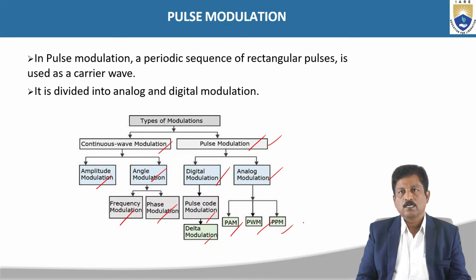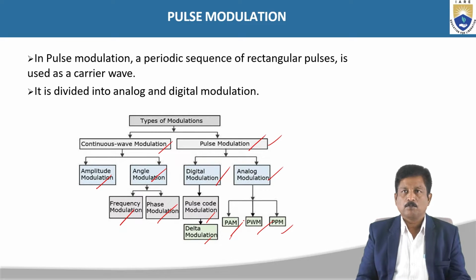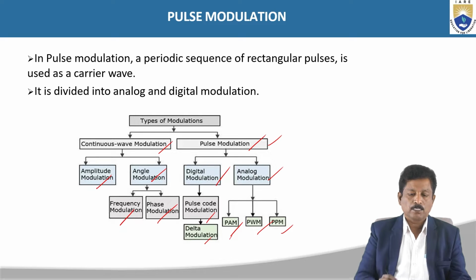So here, instead of taking the carrier signal as continuous, we are taking a group of pulses, a train of pulses. That is, rectangular pulses can act as a carrier signal for all three modulations under the analog modulation: PAM, PWM and PPM. PAM stands for pulse amplitude modulation. PWM stands for pulse width modulation. PPM stands for pulse position modulation.